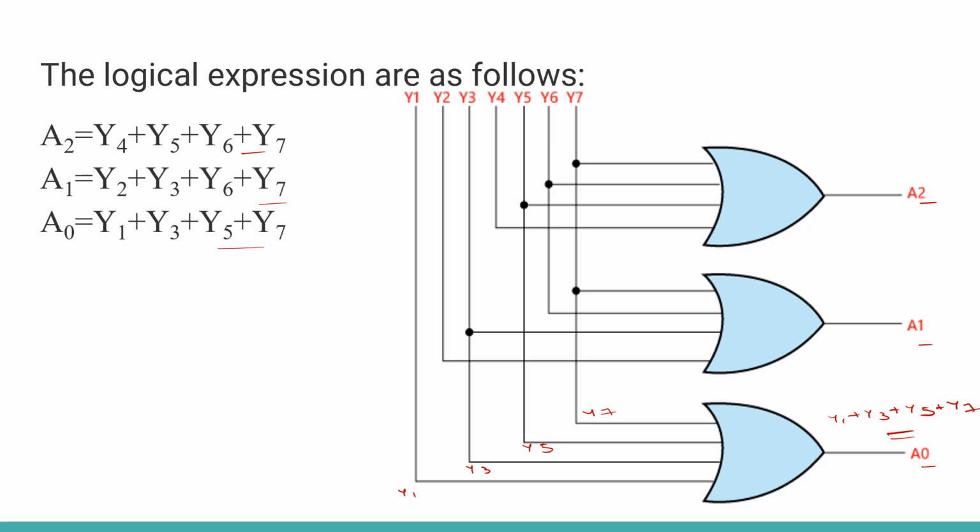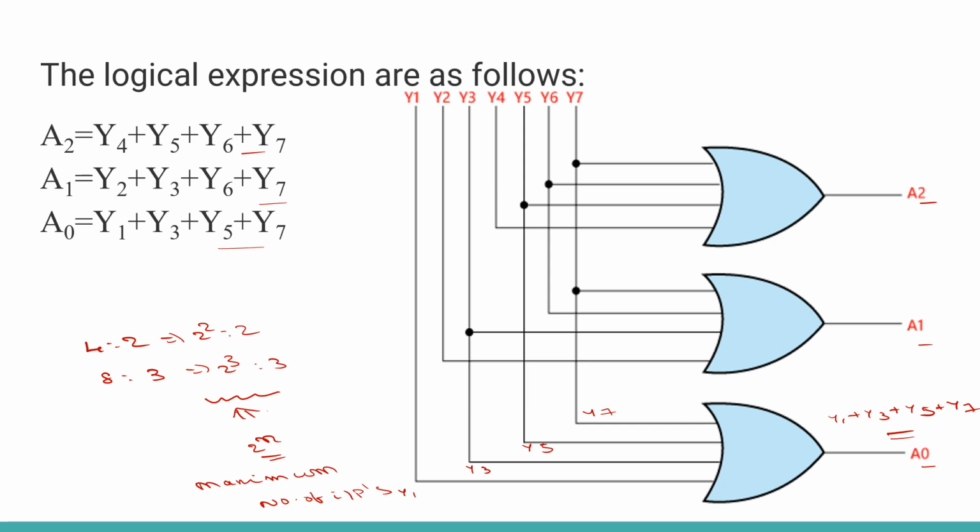Okay, so up to now we covered the 4:2 encoder and the 8:3 encoder. These can be represented as 2 power 2 to 2 and 2 power 3 to 3. So now by observing these two examples, the number of inputs is 2 power n. So that is the maximum number of inputs.